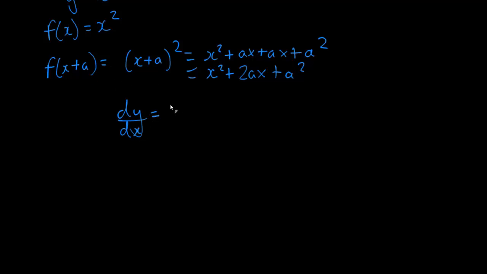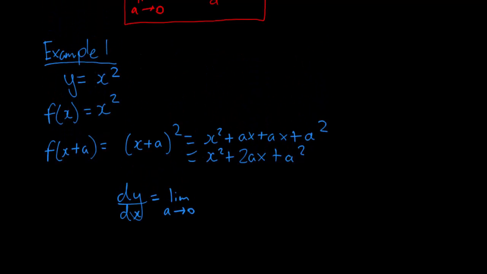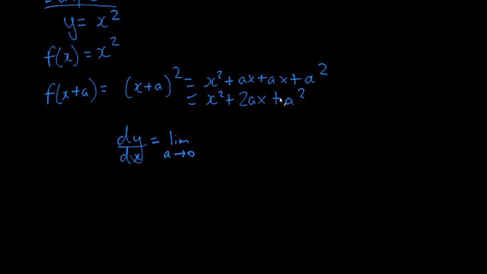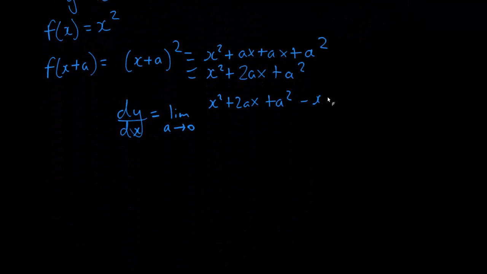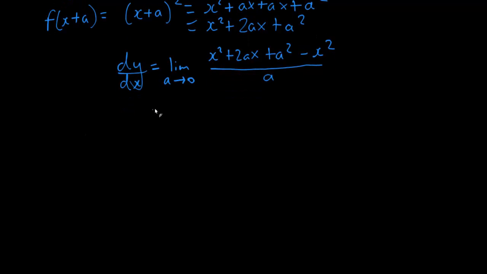So we say that is equal to the limit as a tends to 0 of f of x plus a, over a. What f of x plus a we've got is this. So that's x squared plus 2ax plus a squared. And then that's subtract f of x. F of x is just x squared. And then that's all over a. So the limit as a tends to 0.